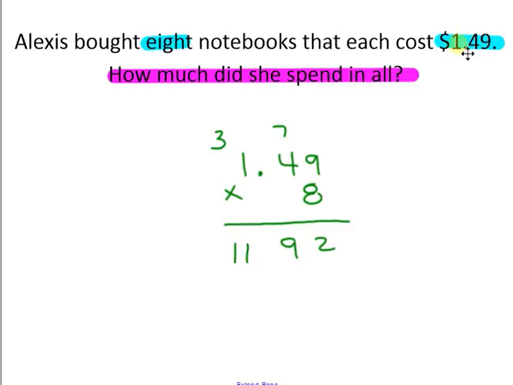And then my decimal, how many numbers are after the decimal in the original problem? None over here, and then there's 1 and 2 over here. So I'm going to go 1, 2. So the total cost that she spent was $11.92.